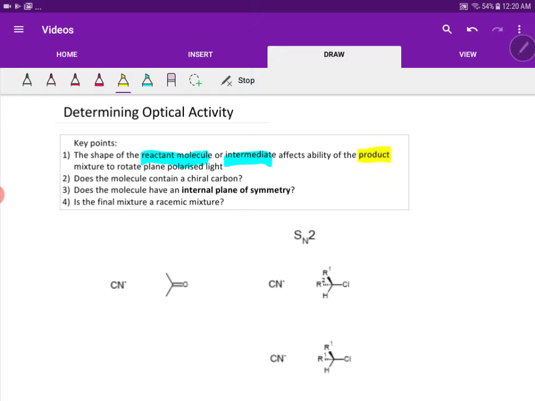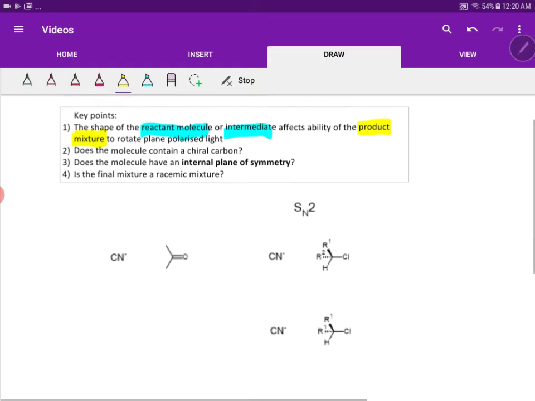Notice what I'm concerned with here is the product mixture. I'm not just interested in the product, I'm interested in the mixture itself. Why is that so? It's because sometimes you might have a racemic mixture, sometimes you might have the pure enantiomers present.